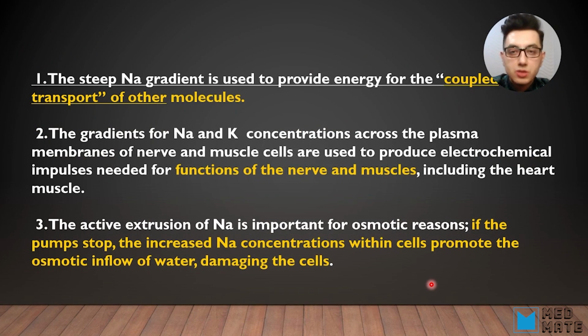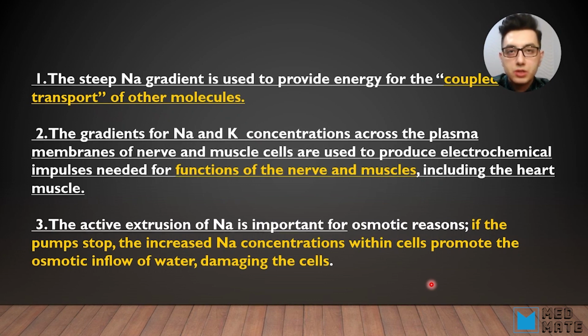Now, the steep sodium gradient is used to provide energy for the coupled transport of other molecules. So we need to maintain this gradient because we have another type of active transport, which is called coupled transport. I'll explain that in a bit. Now, the gradient for sodium and potassium is very important across the plasma membrane of nerve and muscle cells, because it's used to produce electrochemical impulses needed for function of nerves and muscle. So we also need to maintain that concentration gradient. And the active excretion of sodium is important for osmotic reasons, because if the pump stops, then the increased sodium concentration within our cells promotes osmotic inflow. You remember when we put the red blood cell inside a hypotonic solution, water tends to move inside the cell, and that can continue until eventually the cell bursts.